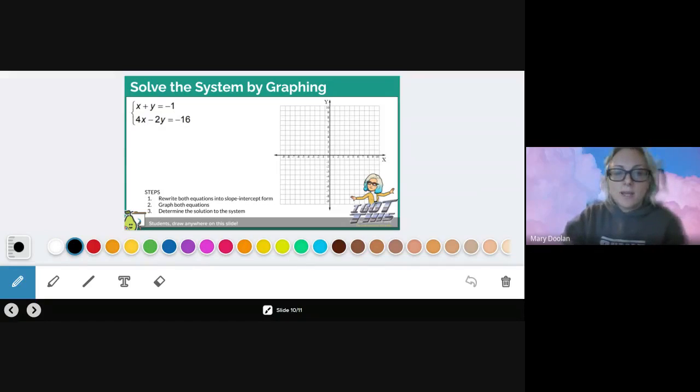We are going to solve the system by graphing. This is our system of linear equations. We have two equations, and they are both in the same variables, x and y. The steps I'm going to follow: step 1, rewrite both equations into slope-intercept form. So I'm going to change x plus y equals -1.